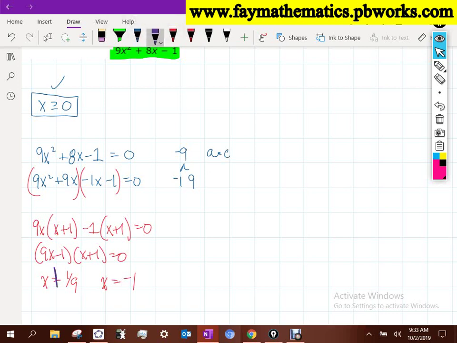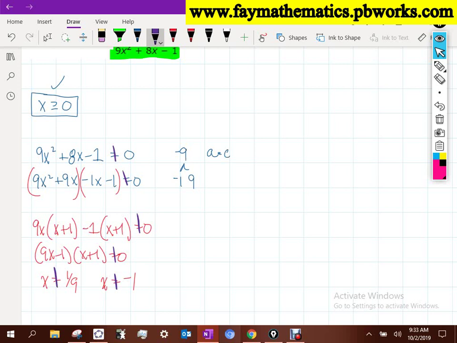X is not allowed to be 1/9. X is not allowed to be negative 1. Not allowed to be 0. Whether you actually write those not-equal-to's in your problem is up to you. Well, that process is getting us the result of what we're not allowed to substitute into the bottom.